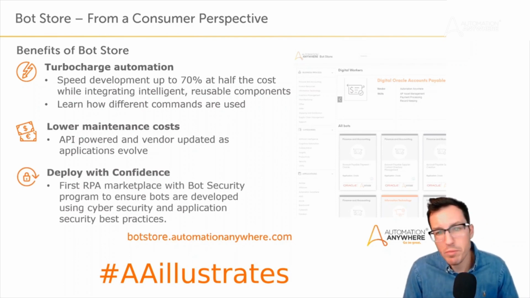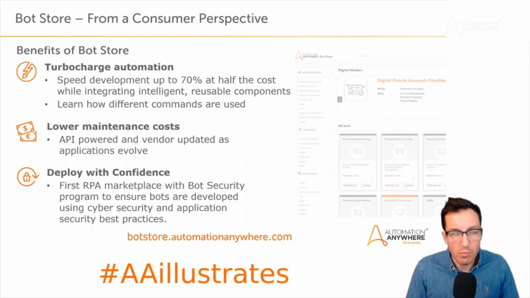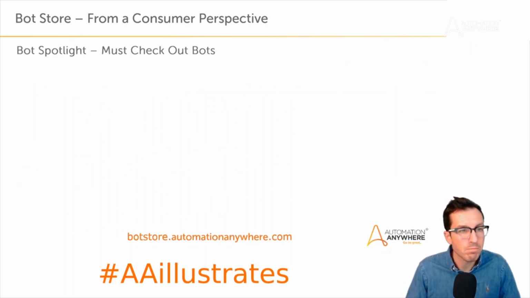And then finally, we mentioned this already, but deploying with confidence. This is the first RPA marketplace with a bot security program to make sure that bots are developed with cybersecurity and application security best practices. You'll see a little shield icon on the different bots indicating their bot security level. If you're interested in learning more about the bot security program, you can go to botstore.automationanywhere.com and see the bot security program there.